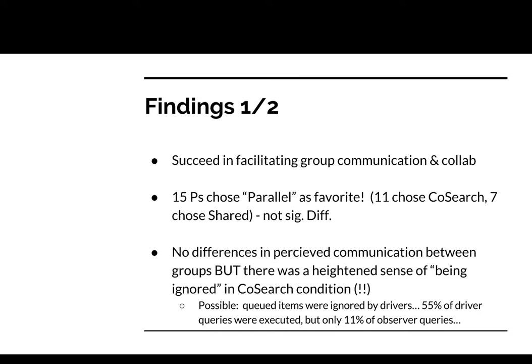So that makes sense. Interestingly, when they did their post-survey, there were no differences in perceived communication between these three different groups. However, there was a heightened sense of being ignored in the co-search condition. Oh, damn. Yeah, so what happened was you had a driver who was choosing which queries to run. And what happened is that if you had a blue cursor and you made a suggestion, forget about it. And so they got ignored. Anybody who didn't have a keyboard was kind of ignored.